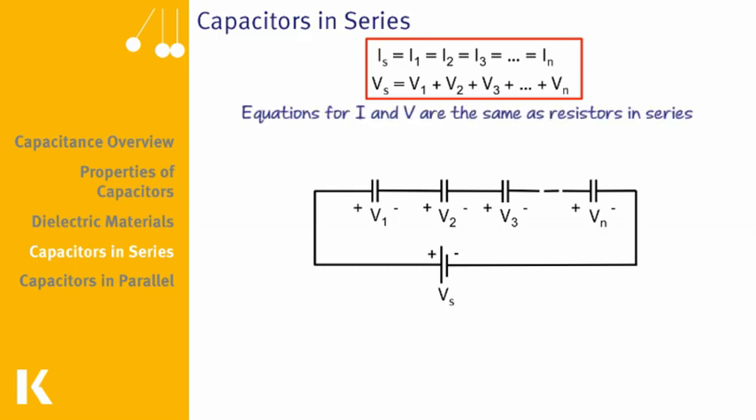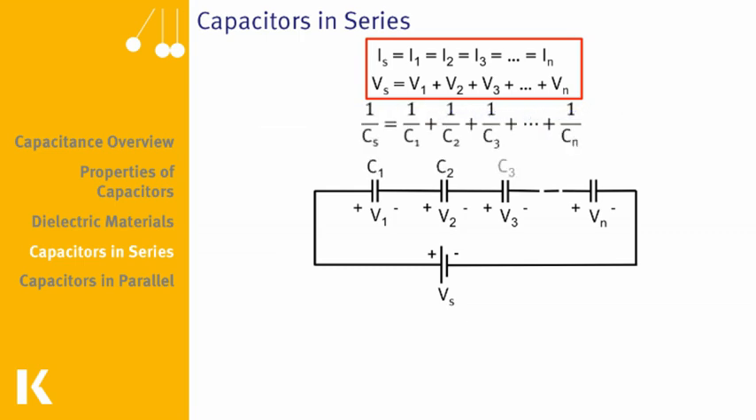The equivalent capacitance rule is the one that's switched, so that for series arranged capacitors, capacitance adds reciprocally. This can be explained conceptually.